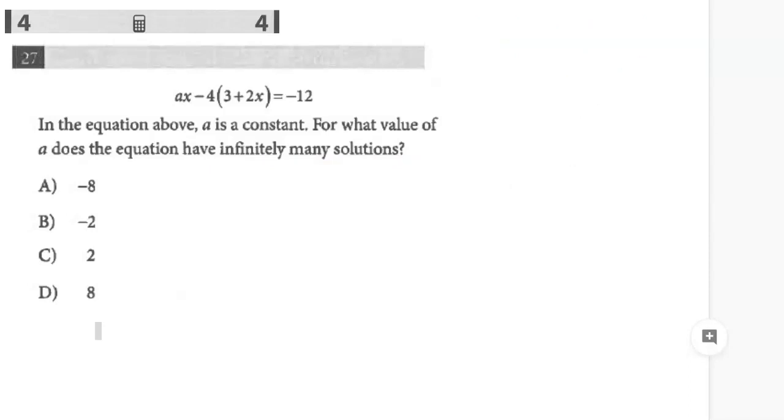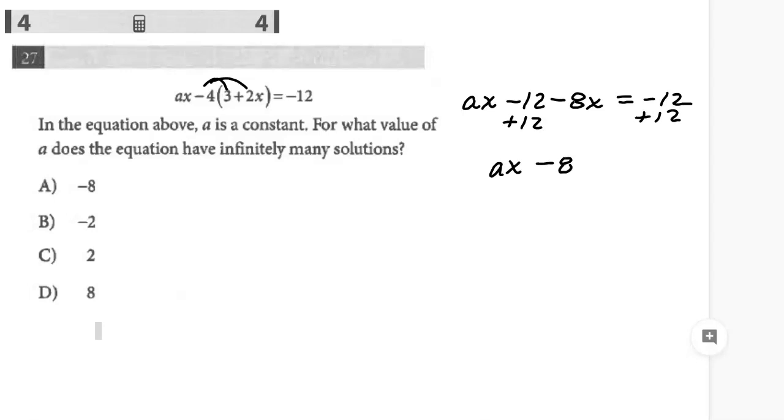I'm first just going to distribute this negative 4. So I'm going to have ax minus 12 minus 8x equals negative 12. Let's add 12 to both sides. Don't have to do this first, but I'm going to. And I get ax minus 8x equals 0. And let's add this 8x to both sides. It might be easiest to see what's going on here.